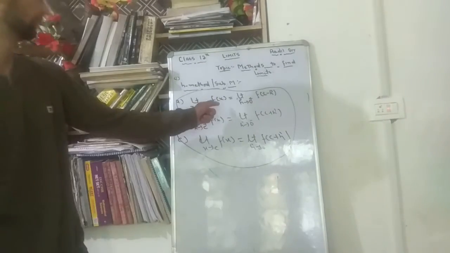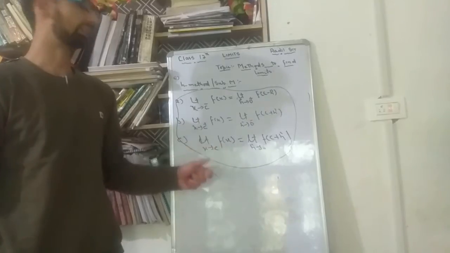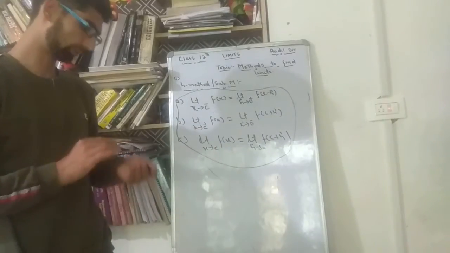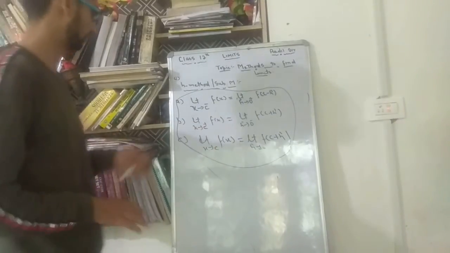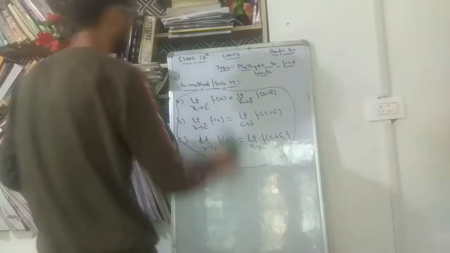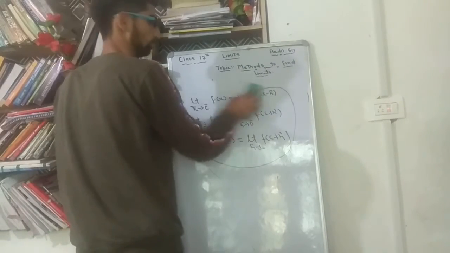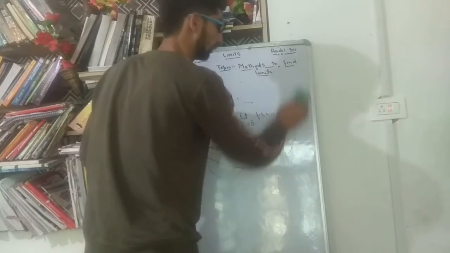You can now follow these rules easily and find out the limit of so many functions. This was our first method beta. Now we are going to find out other methods beta.